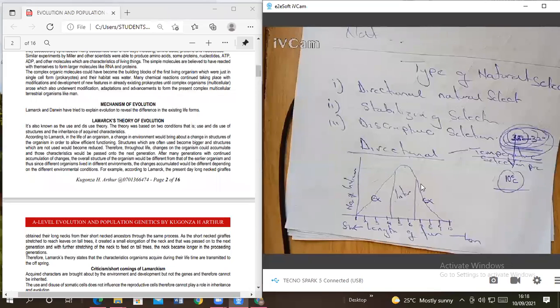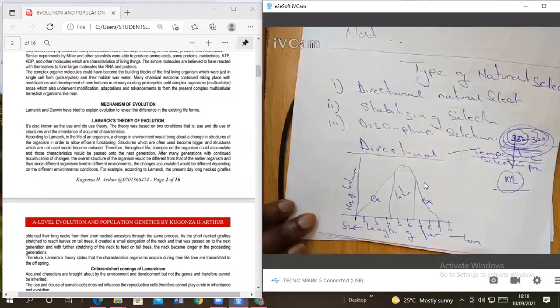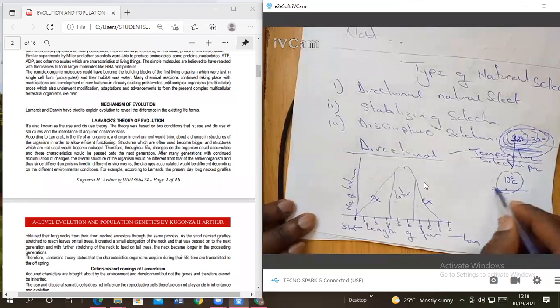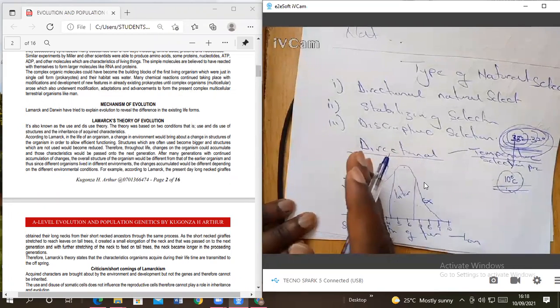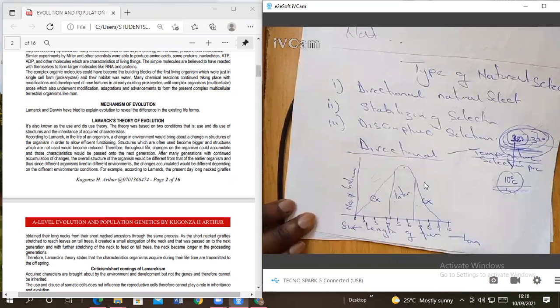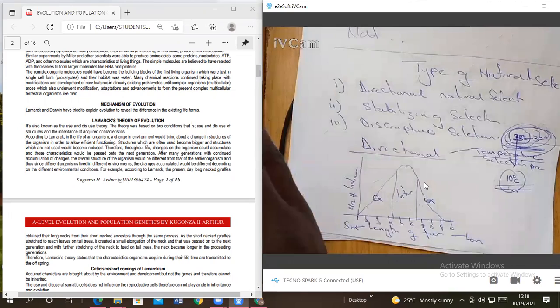Those with long fur will be selected for, and those with short fur will be selected against. You know well that when temperatures are low, we need long fur for temperature regulation. It means since temperatures are low, people who have long fur will be selected for. Those who are intermediates, those who have short fur, will be selected against. They will die because they can no longer survive in cold temperatures.